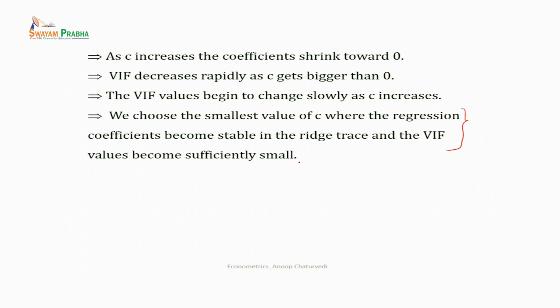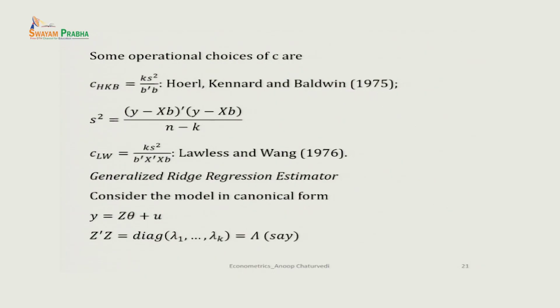Again, I am not going into much detail of these two criteria, but the ridge trace plot is one of the options which you can use for obtaining the operational value of c. Then some other operational choices of c are: the choice given by Hoerl, Kennard and Baldwin is k s square upon b transpose b. s square is the OLS estimator of sigma square u, and this is the expression for s square. Or the choice given by Lawless and Wang is k s square upon b transpose X b.